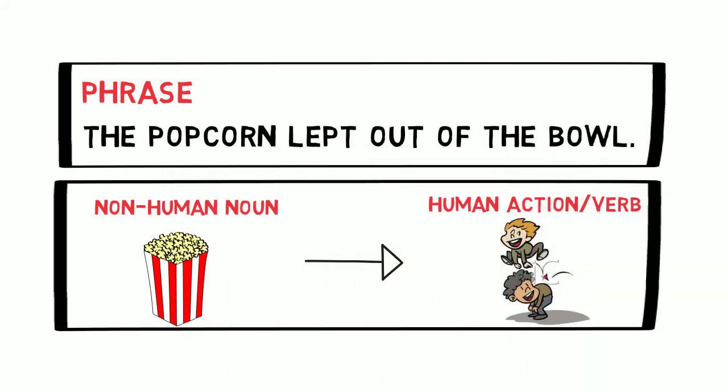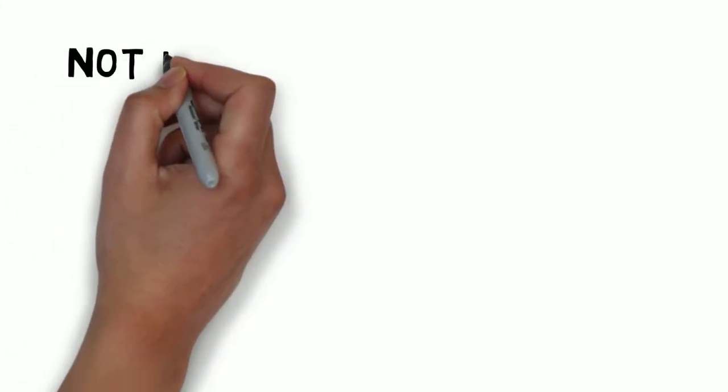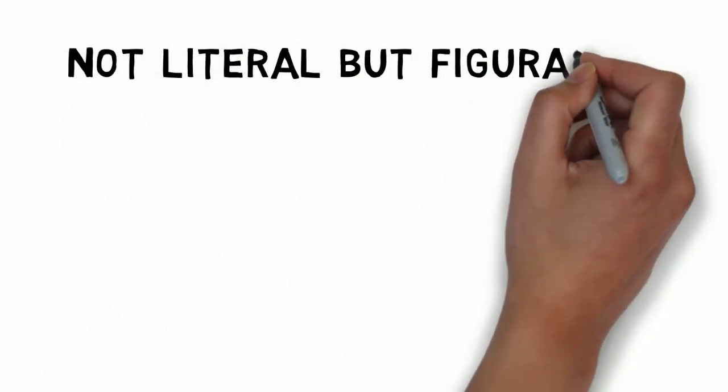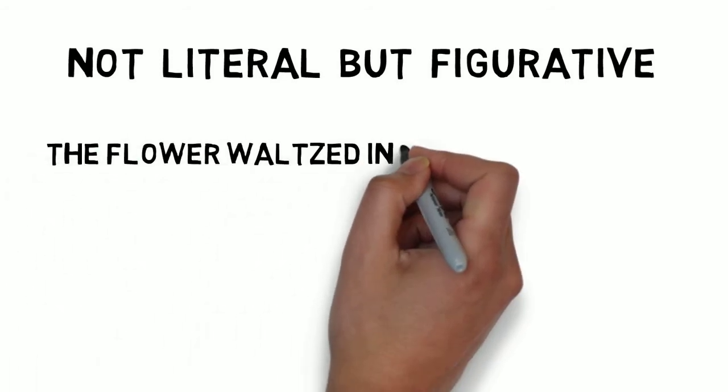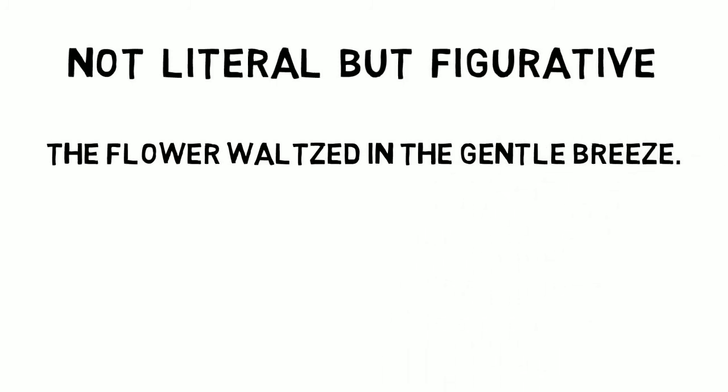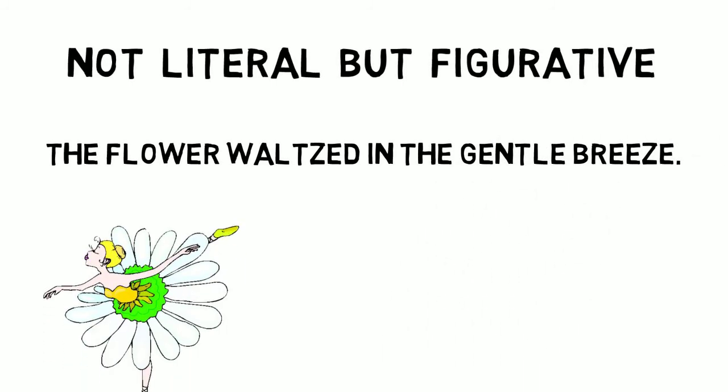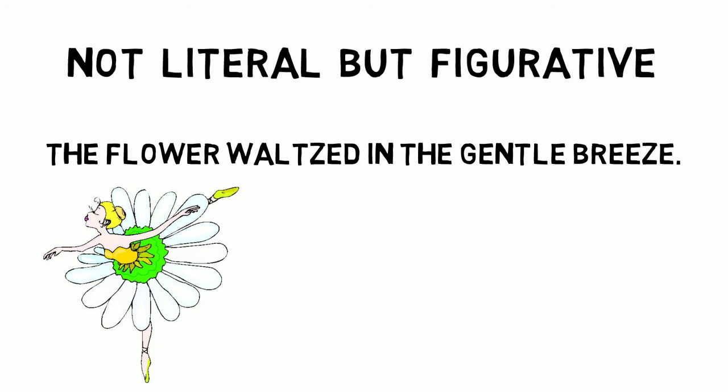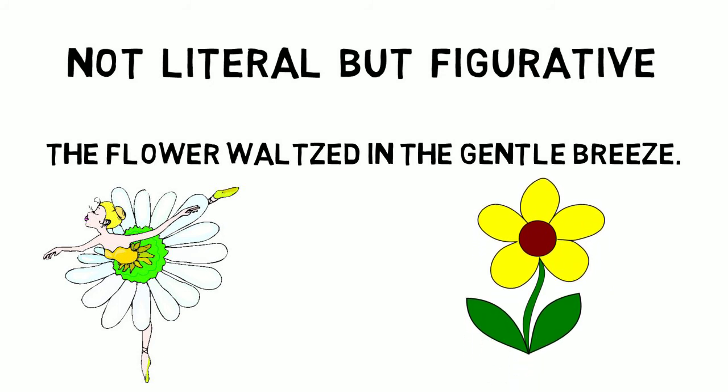One thing to understand about personification is that it is not literal but figurative. What does this mean? Let's take a look at the following example. The flower waltzed in the gentle breeze. The writer doesn't actually mean that the flower is dancing a waltz. That would be the literal meaning. We need to look at the figurative meaning, which means that the flower is gently moving in the breeze. So think of figurative as imaginative.